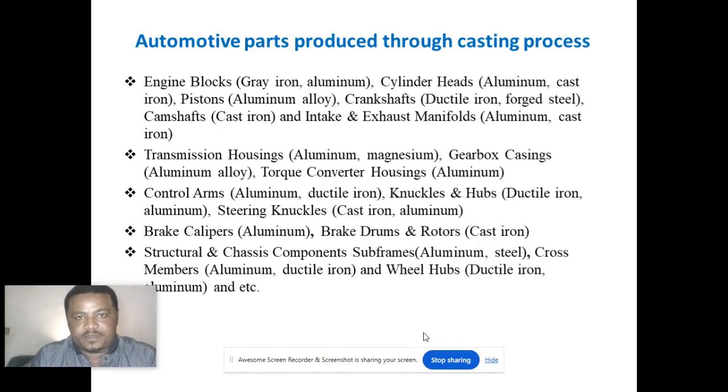Automotive parts which are produced by the casting process are engine blocks, cylinder heads, pistons, crankshafts, camshafts, intake and exhaust manifolds, transmission housings, gear and gearbox castings, torque converter housings, control arms, knuckles and hubs, steering knuckles, brake calipers, brake drums and rotors, structure and chassis components, subframes, cross members, and wheel hubs, which are manufactured through the casting process today.